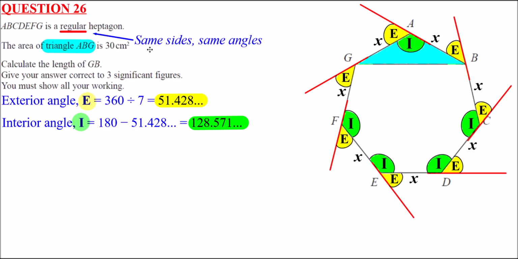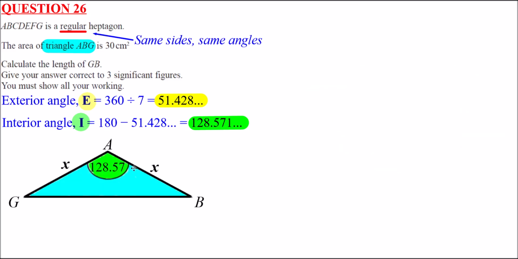So essentially we can now forget the fact it was a regular heptagon. For the second stage, I'm just going to focus in on this blue triangle with a green angle. If I make a bigger version of it here, we can then think about what GB will be. But before we do that, we need to work out this unknown side, x. This is x and the other one's x. The next thing you need to notice is that we're told about the area of this triangle.